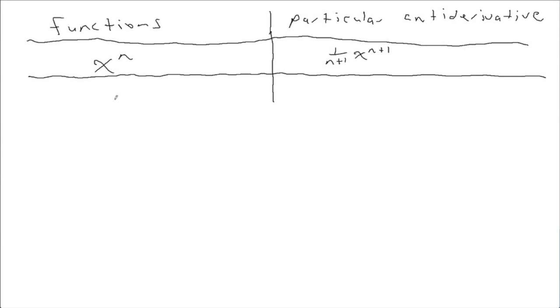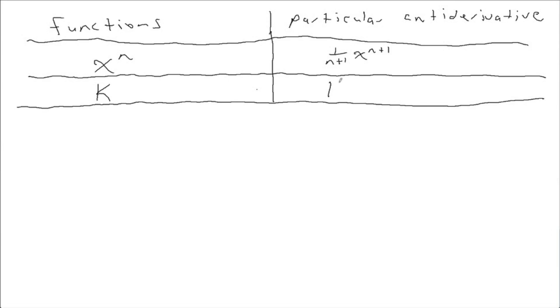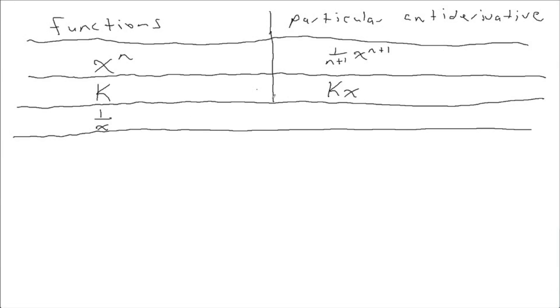Another function would be a constant, so k. And the antiderivative of a constant is kx. Okay, excellent. What else? And then also we learn how to take the antiderivative of 1 over x, which is the natural log of the absolute value of x.